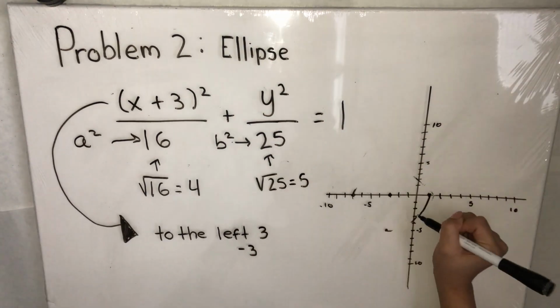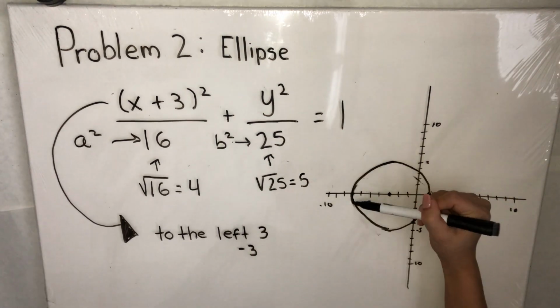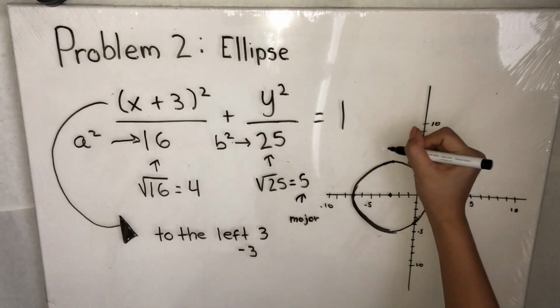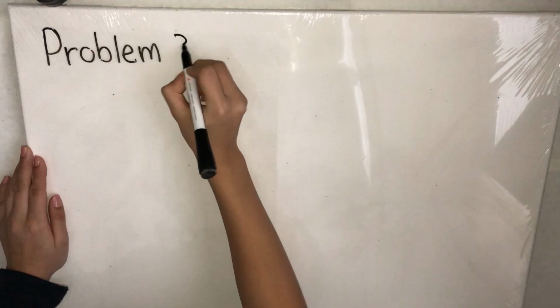Now, we no longer start at the origin. We start left 3 of the origin. 5 is our major axis, thus meaning this is again vertically stretched.